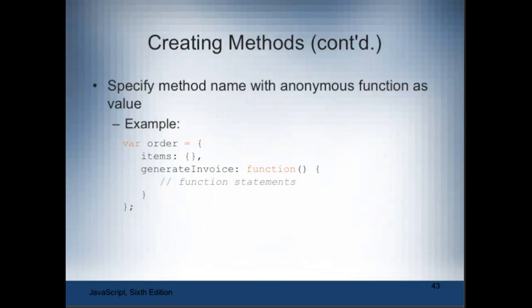You can specify a method name with an anonymous function as its value. An anonymous function is a function without a name declared in the function statement. Generally, this means that you can't use an anonymous function anywhere except where it occurs in your code. However, by assigning a method name to an anonymous function, you can then call the function using the method name. For instance, the example of code on the screen creates an order object with a method named generateInvoice.